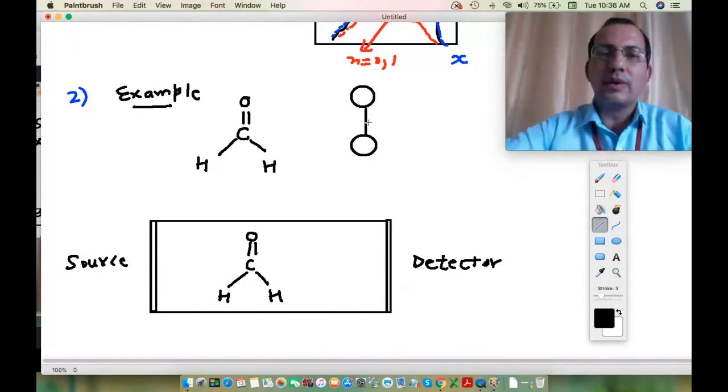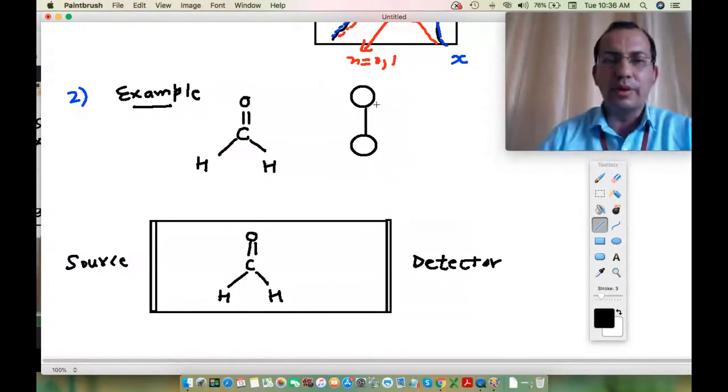So how it works actually, if you look into this and what we have done, what are the possibilities? This molecule can vibrate. How can it vibrate? It can vibrate like this, no? Okay, it can vibrate like this. So this is called the vibration, stretching vibration.